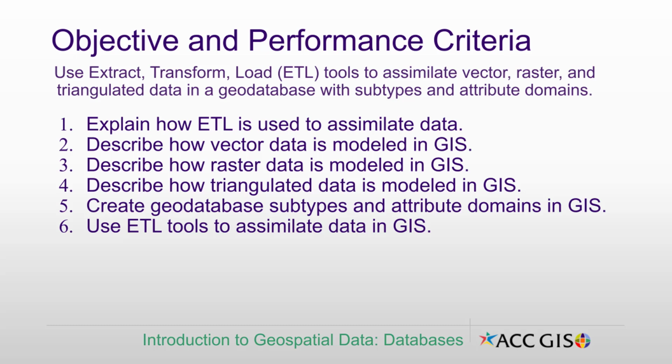In the associated project, you should create geodatabase subtypes and attribute domains: subtypes that allow you to subset the features, and attribute domains that allow you to restrict the values in a field. And last, you should be able to use extract, transform, and load geoprocessing tools to assimilate data in GIS, like performing extract, transform, and load in ArcGIS Pro using the append tool, or performing extract, load, and transform in ArcGIS Pro using the data engineering tool.